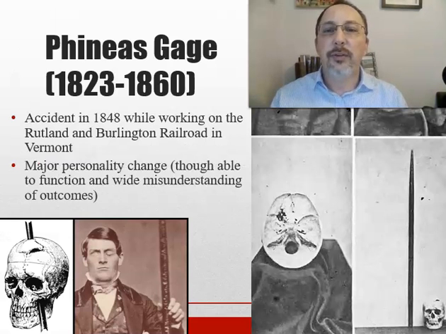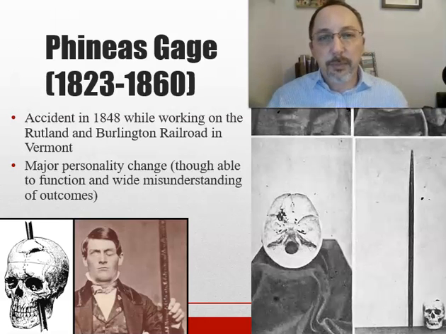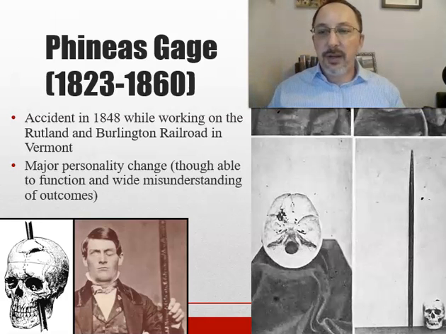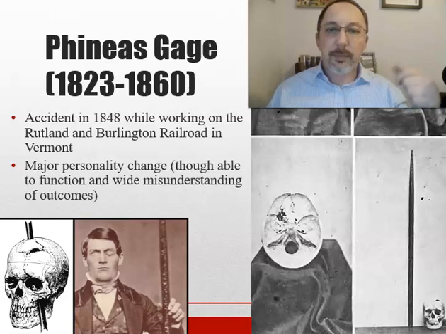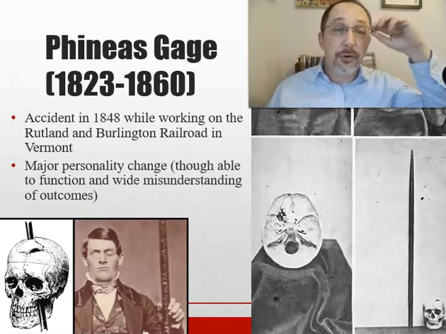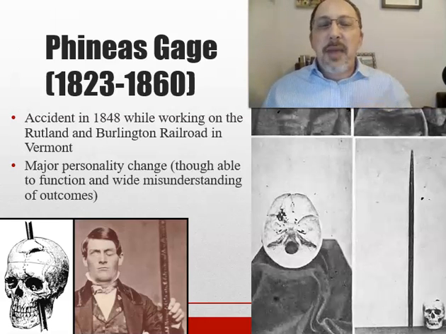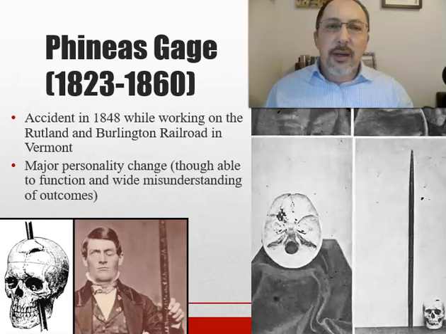Phineas Gage was working on the railroad in Burlington, Vermont in 1948. And this tamping rod blasted through his brain. It was tamping down into the ground basically these explosives, and these explosives shot this rod through his brain, wiping out a great portion of his frontal lobe, taking out his left eye, and he had these massive personality changes. And it's been used as an example of understanding the brain.